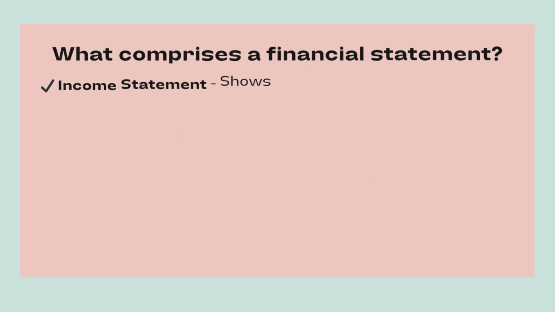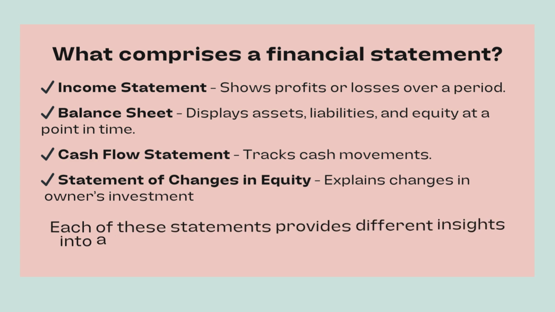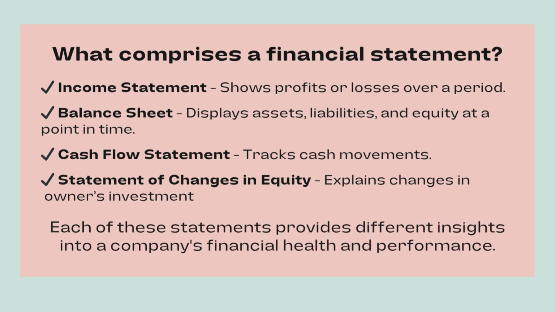What comprises a financial statement? Income statement shows profits or losses over a period. Balance sheet displays assets, liabilities, and equity at a point in time. Cash flow statement tracks cash movements. Statement of changes in equity explains changes in owner's investment. Each of these statements provides different insights into a company's financial health and performance.